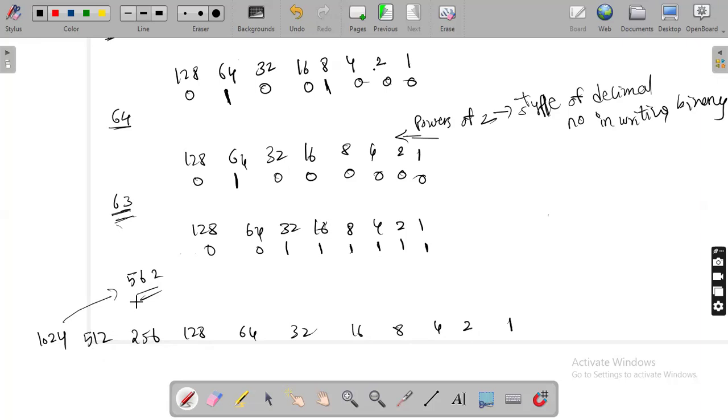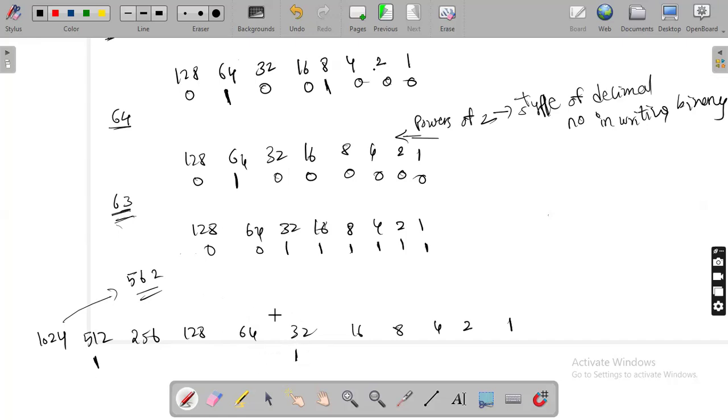So you can go with what is the nearest number to 562? 512. So in 562, you spent 512. Then how much left? 562 minus 512. How much left? 50 is left. So what is the nearest number to 50 in this series? 64 is also nearest number, but it is greater than 50. So what is the nearest number to 50 now? 32.